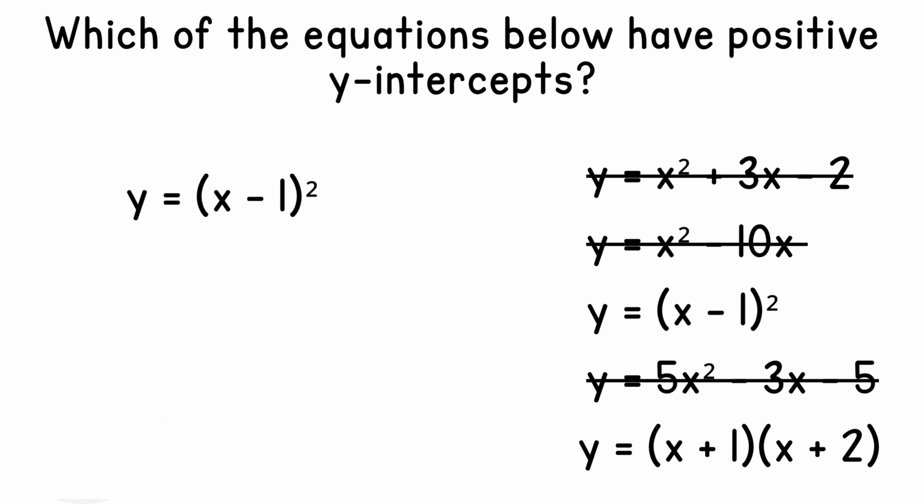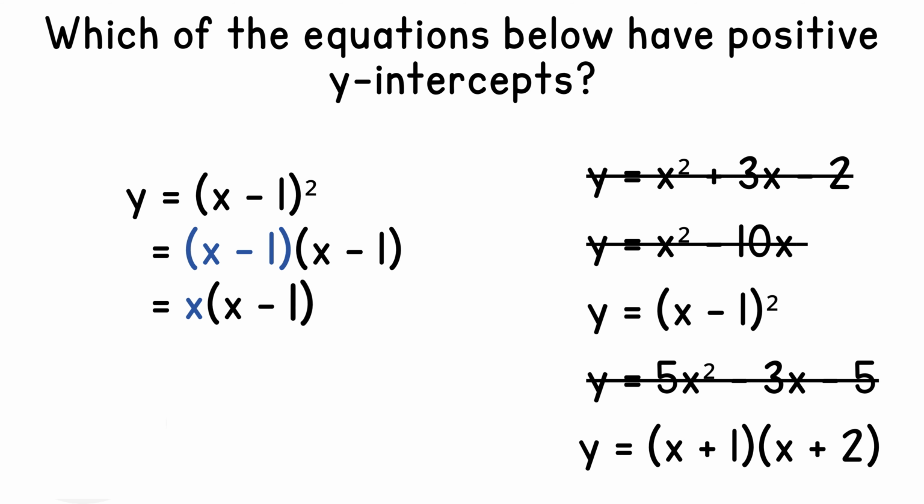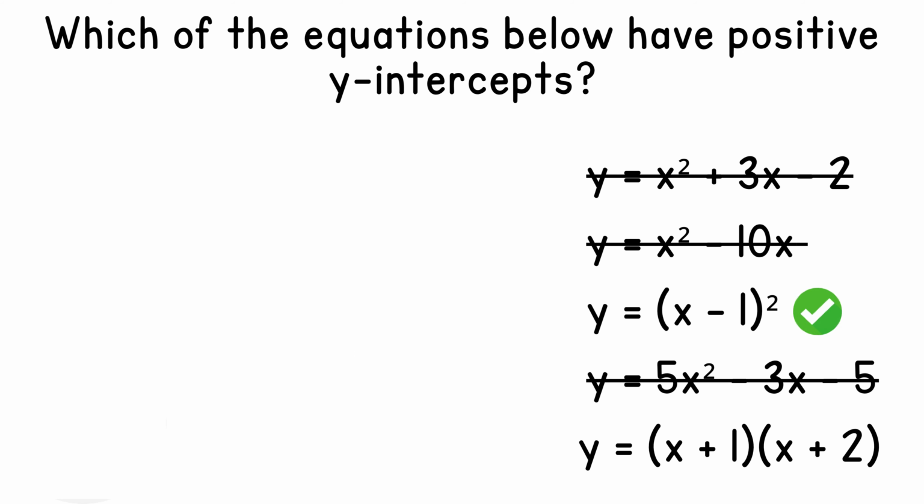Now let's look at our two remaining equations that are in factored form. (x - 1)² is the same as multiplying x - 1 by itself. So we'll distribute the first parenthesis to the second parenthesis. This will give us x times (x - 1) minus 1 times (x - 1). And we'll get x² - 1x - 1x + 1. So we can see that our constant is +1. So this does have a positive y-intercept.